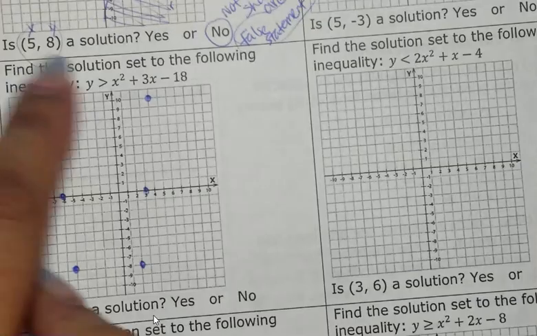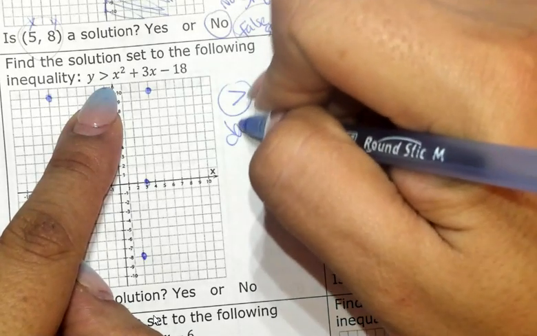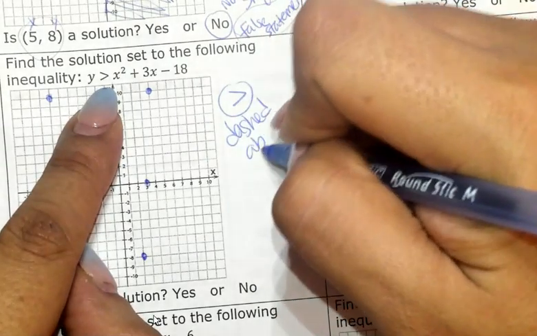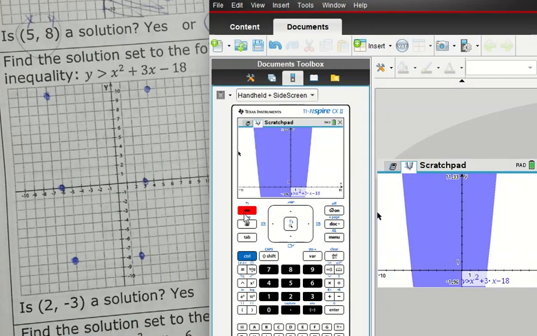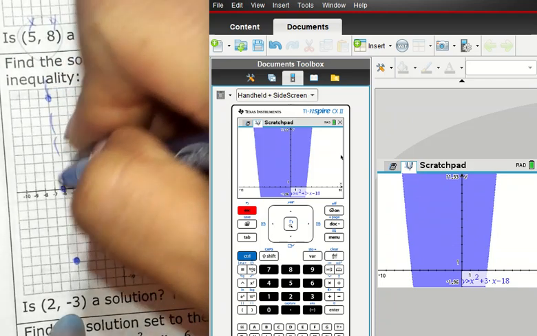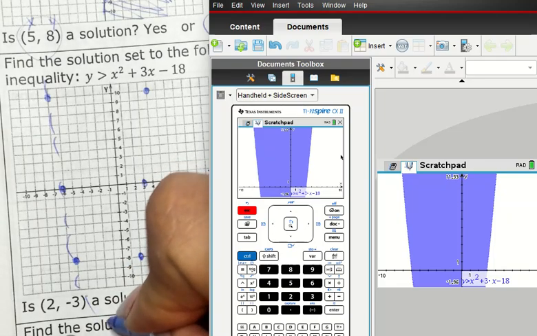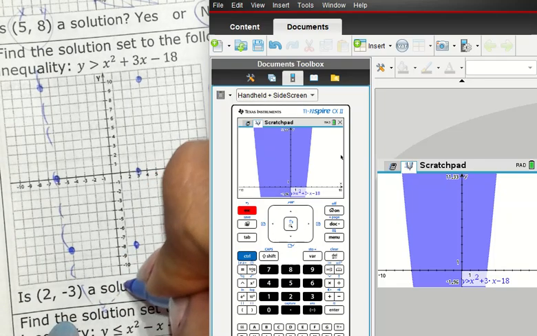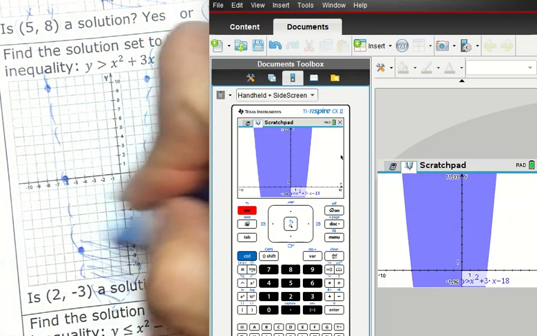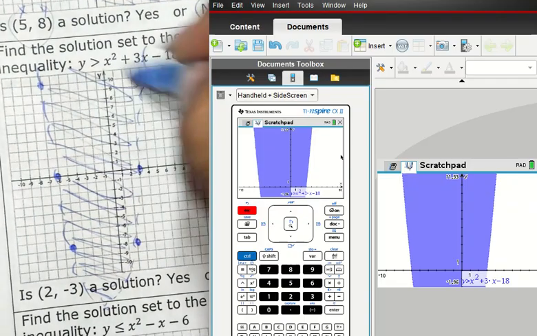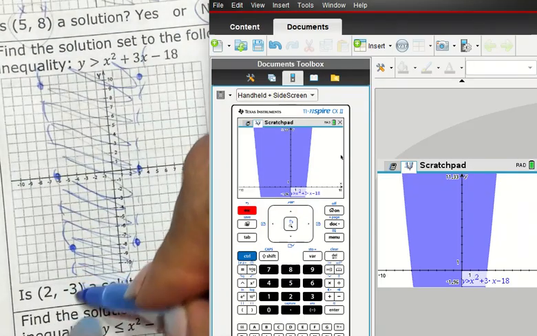According to the inequality, we have a greater than, so that is dashed and shaded above. And then the graph confirms that. Again, press escape if you're still tracing and then run the cursor. Notice that this is dotted, so it's dash. So just dash it, and then it's turning somewhere down here, so I'm just going to assume that it turns. And there it is. So then we shade inside. And then we confirm if 2, -3 is a solution.